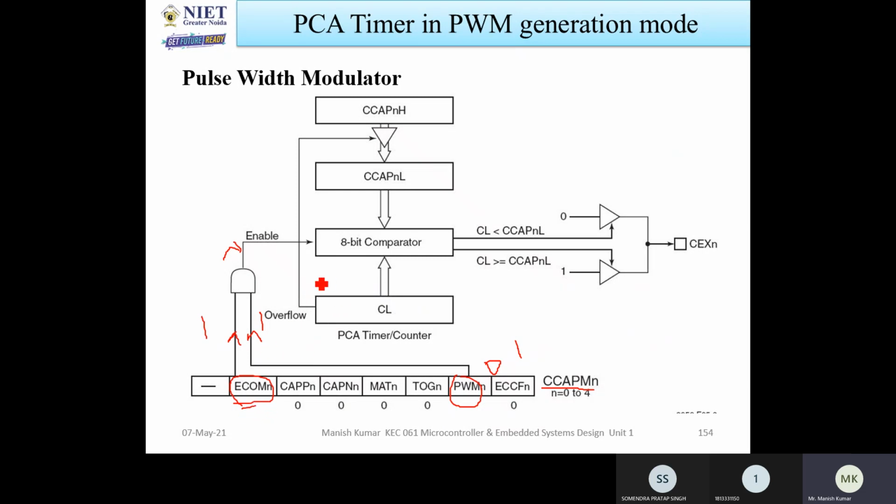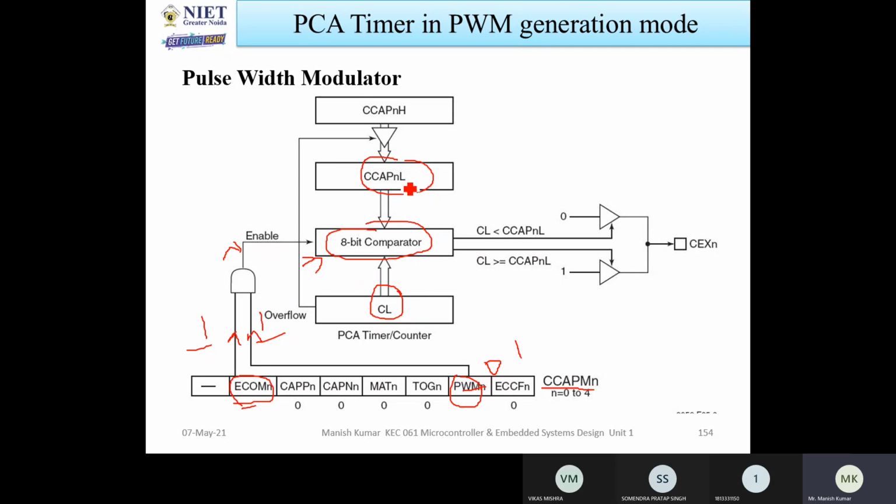So the ECOM bit is going to enable the comparator. Simultaneously, if you want to compare something, you have to activate this 8-bit comparator. Now, with the 8-bit comparator, we can use the PWM bit and ECOM bit with the higher output. Then you can enable the 8-bit comparator. After enabling the comparator, you are going to compare the CCAPnL value with the CL value. So the count lower byte and the CCAPn lower byte, these two bytes are compared.